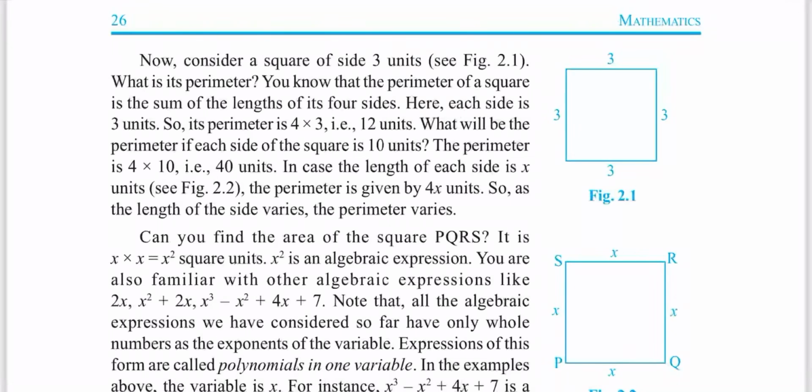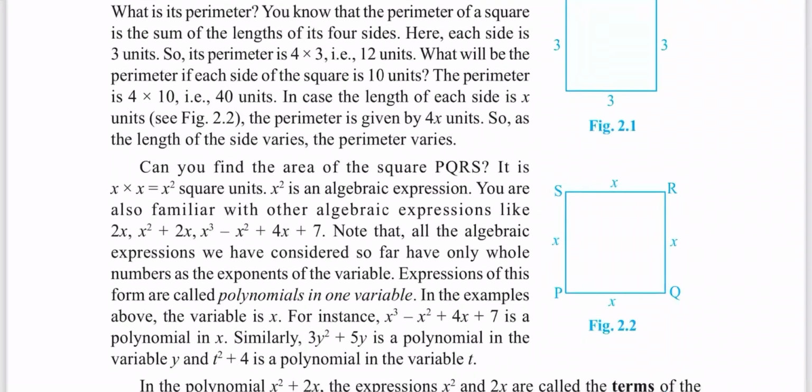Can we find the area of the square PQRS? Yes, it is x times x, that is x² square units. x² is an algebraic expression. We are also familiar with other algebraic expressions like 2x, x² + 2x, x³ − x² + 4x + 7, etc.